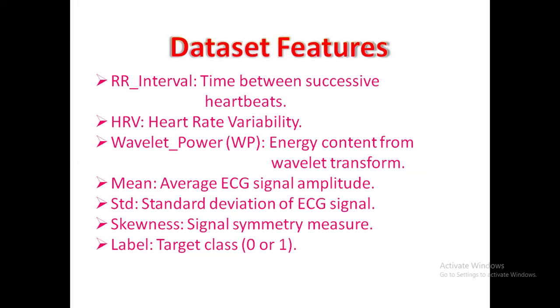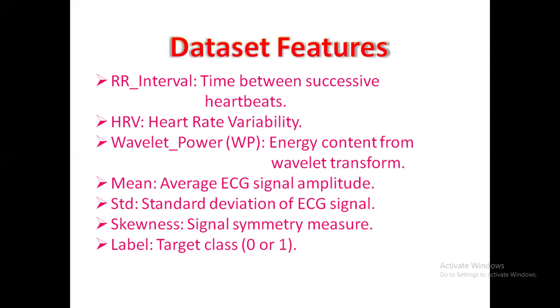A consistent RR interval indicates a stable heart rhythm, while a highly variable or irregular interval may suggest arrhythmias or other heart conditions. In ECG analysis, RR intervals are often measured in milliseconds and provide the foundation for calculating heart rate and heart rate variability. Next, HRV, heart rate variability.